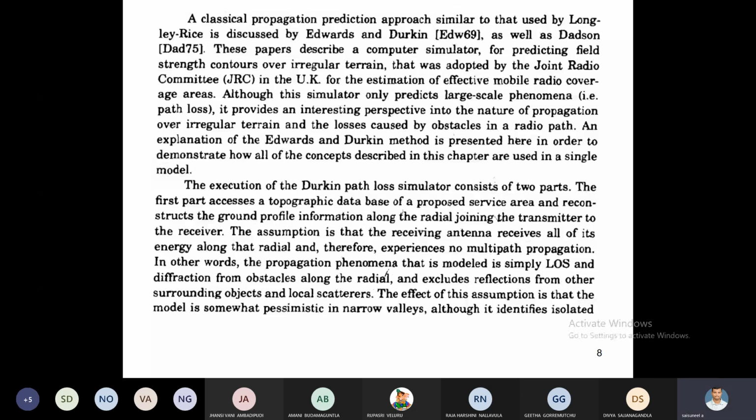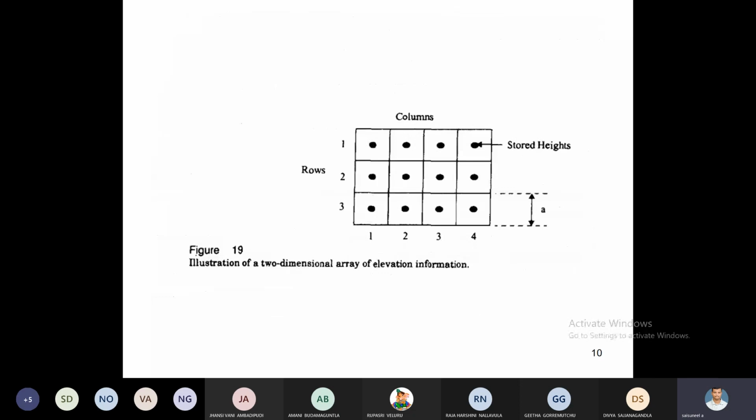The radial path. Here, nothing but, see this one. This figure shows that suppose I am fixing the base station in a particular area. In that particular area, I am dividing the total area in terms of rows and columns first. Suppose I am taking Tirupati city. In Tirupati outskirts, there is no telephone, there is no cellular phone available.